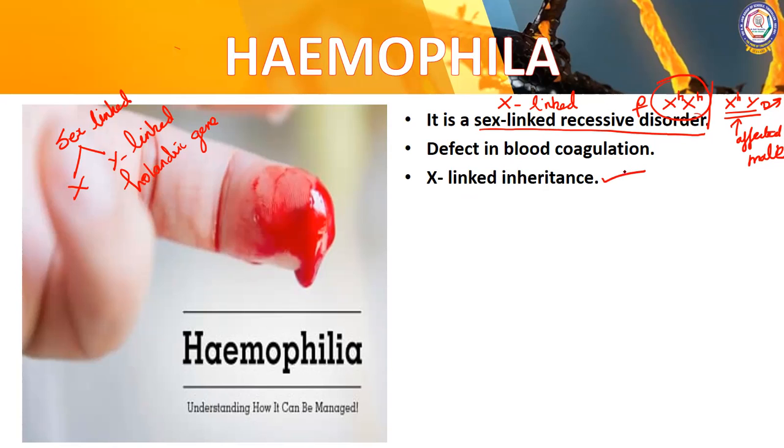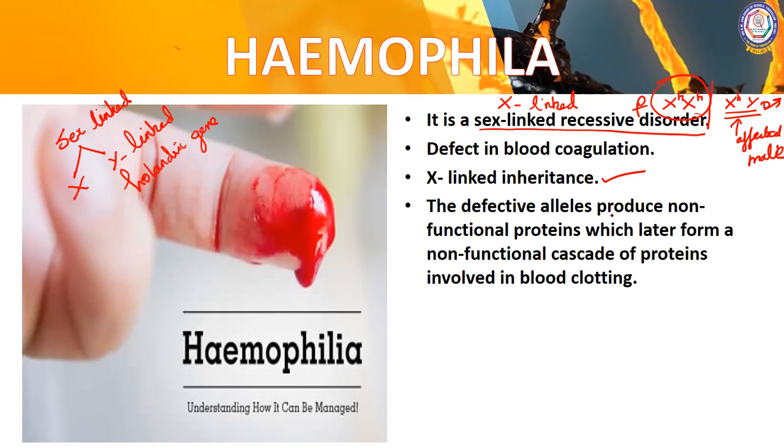I told you it's the X-linked inheritance. The defective alleles produce non-functional protein, which later forms a non-functional cascade reaction. In 11th class, we read about the cascade reaction. It's nothing but blood clotting. For blood clotting, there are 13 factors. Out of these 13 factors, if any factor is not functioning well, it leads to bleeding. That type of disorder only we are calling hemophilia. So the effect is here in the factor.